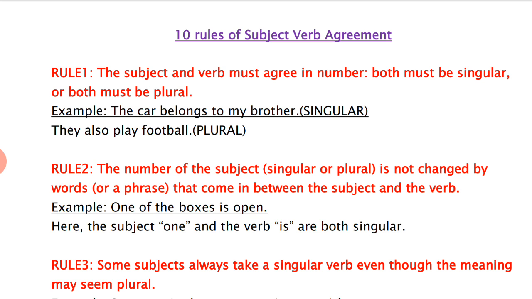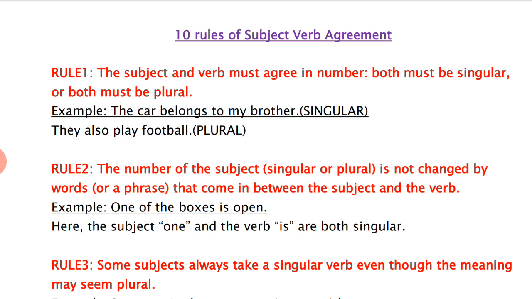Rule number 1. The subject and the verb must agree in number. Both must be singular or both must be plural. For example, the car belongs to my brother. The car. We are talking about the car. Therefore, we use belongs. Had it been the cars, then we would have used the cars belong to my brother. So, with the singular subject the car, singular verb belongs. With the plural subject the cars, plural verb belong.